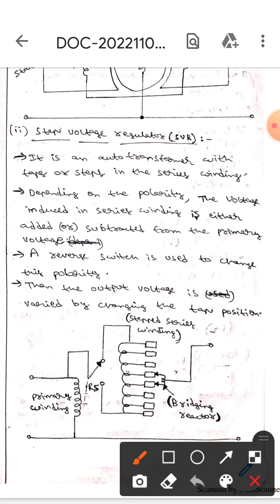Here this is the stepper series winding, this is the primary winding, this is the bridge reactor, and this is the RS, which means reverse switching. This is all about the step voltage regulator.